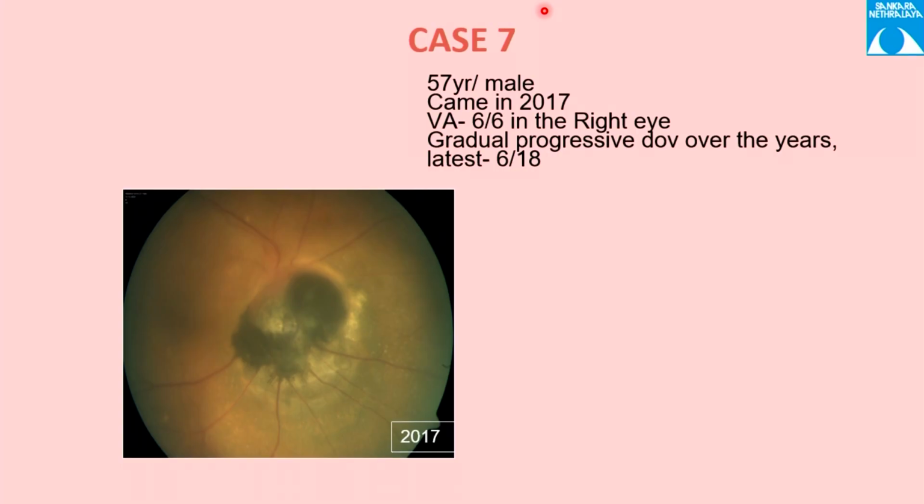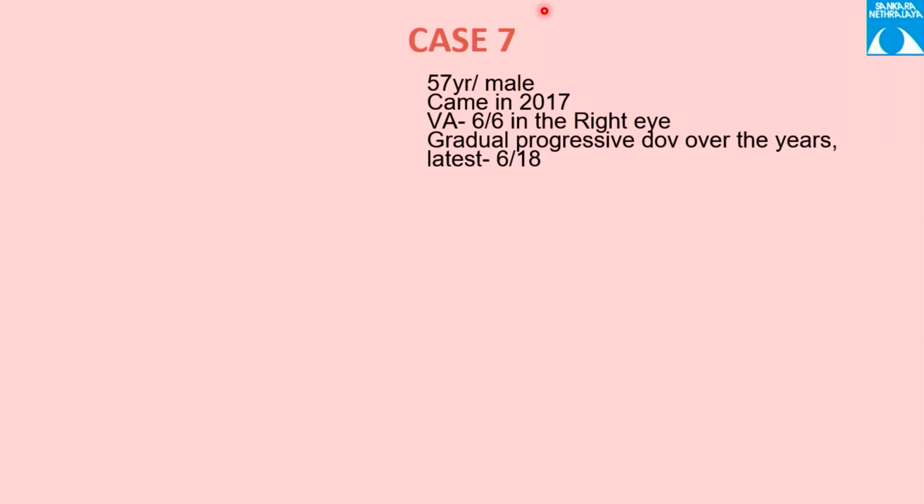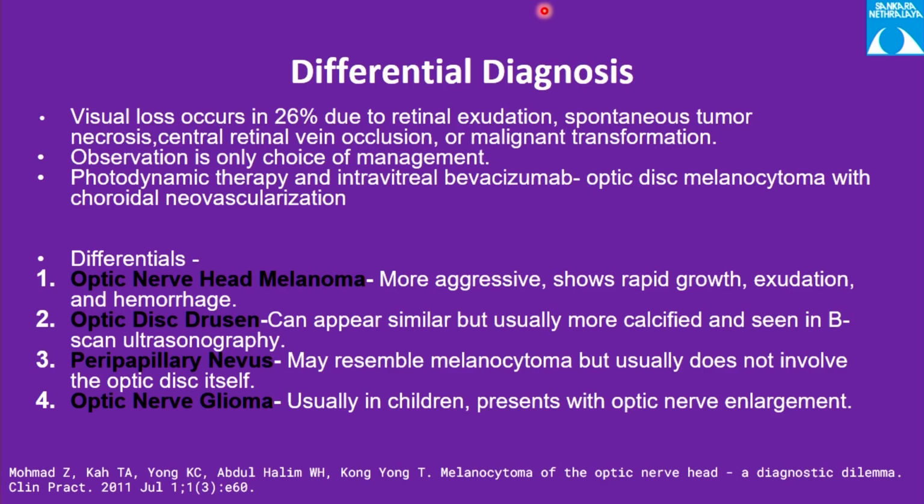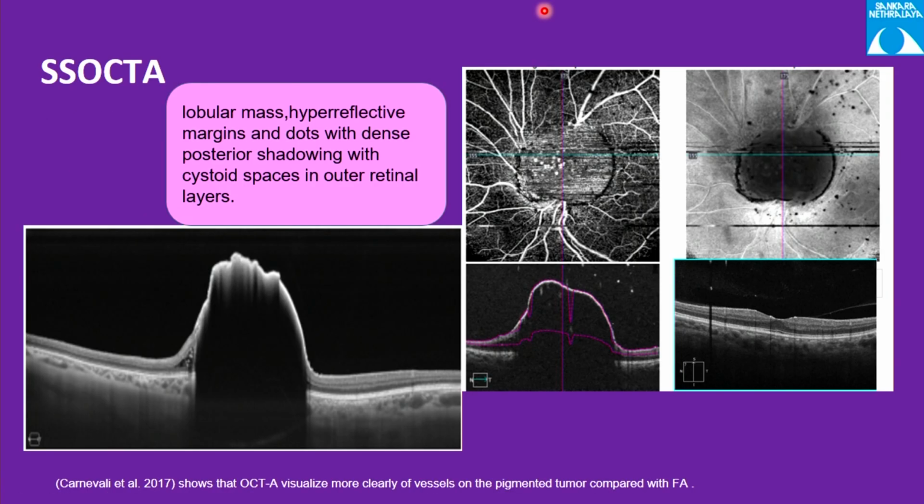So case 7, a 57-year-old male who came in 2017, this is 2017. Yes, sir. The pigmentation dispersed, no? Was it on the retinal surface or was it in the vitreous? On the OCT it's not seen, sir, but it is into the vitreous mostly, sir, because you can see these hyperreflective dots.